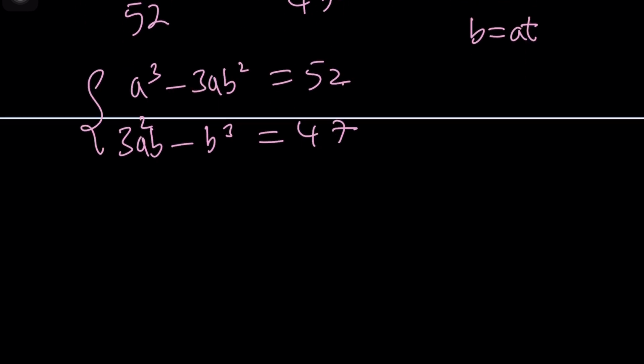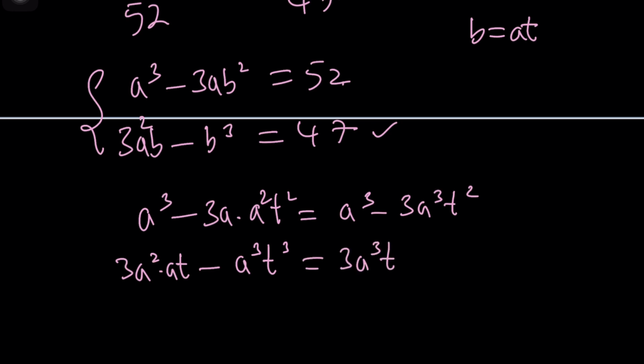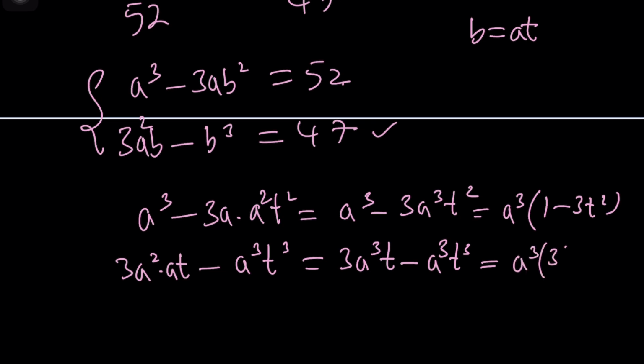I didn't check it. So if you try that, a squared t squared, that should give me a cubed minus 3a cubed t squared. And then if I do that on the second equation, I would be getting 3a squared times at minus a cubed t cubed. And that should be 3a cubed t minus a cubed t cubed. So we can factor out an a cubed here, 1 minus 3t squared. And here we can take out an a cubed and 3t minus t cubed, right? Something like that. And then divide these.